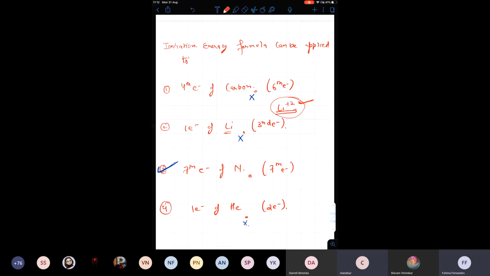Okay. How many electrons does it have? How many electrons has it lost? It has lost 2 electrons. So now it will lose the third electron. Yes, sir. That's why I wrote third electron.